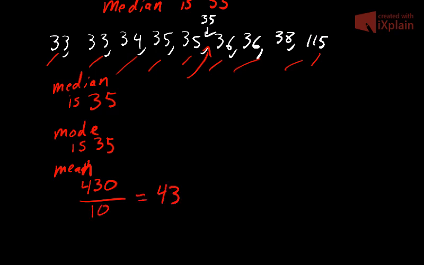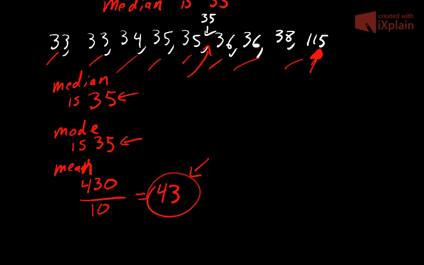So I added a crazy number in here of 115. And all of a sudden, my median does not change. It does not care that I added a crazy number. My mode does not change. It does not care that I added a crazy number. My mean does change, and by quite a bit. So outliers is what we call these crazy numbers that are nowhere close, and they affect the mean.